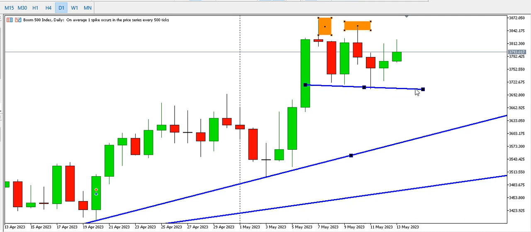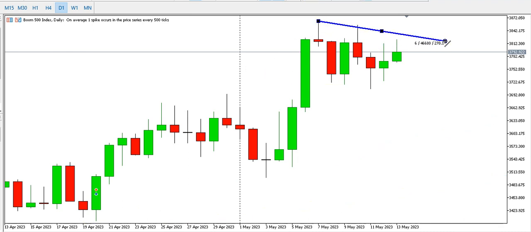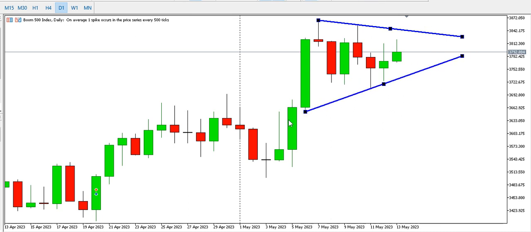That's not working out, as this particular pin bar is trying to push price up. We might see price heading to the top, but we are in a range for now on the daily time frame. Price is ranging. This is the range top, and the range top, and then the range bottom. Okay, we're in a range.